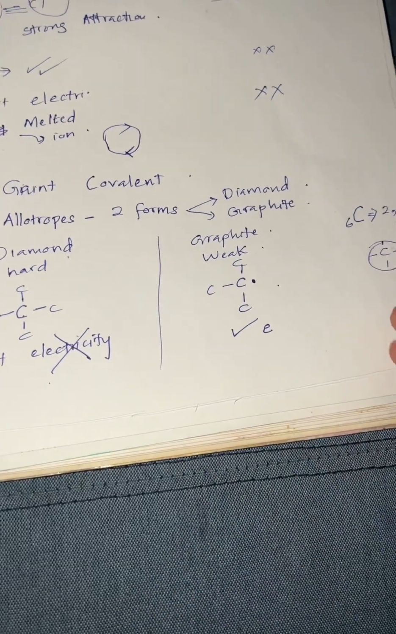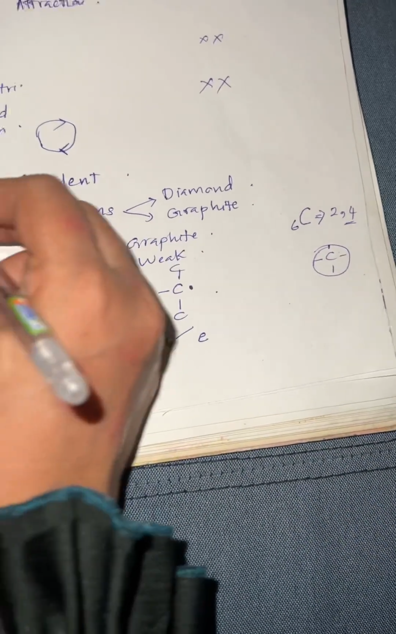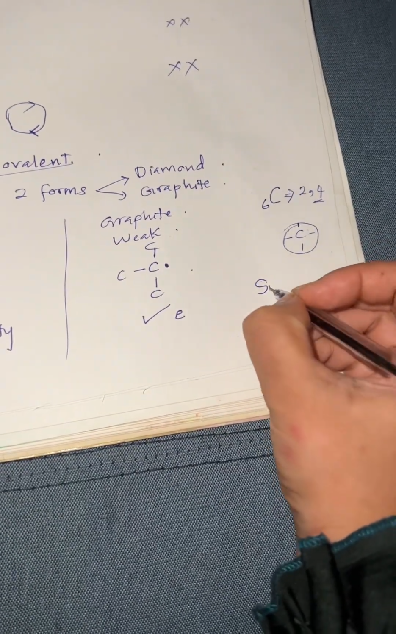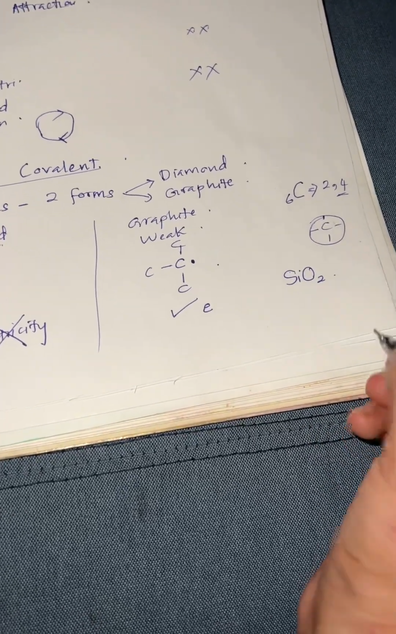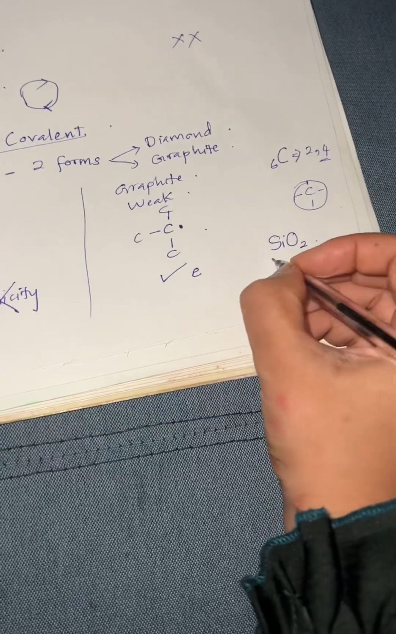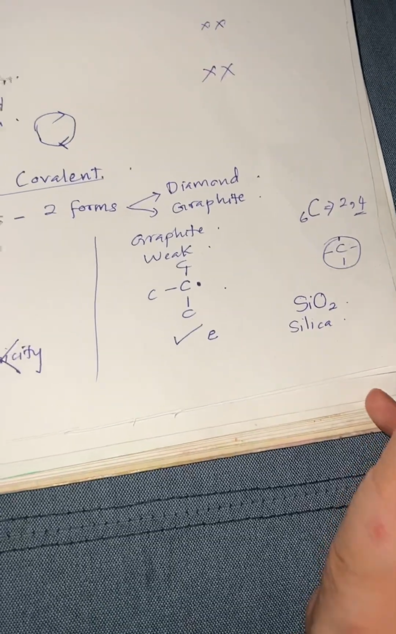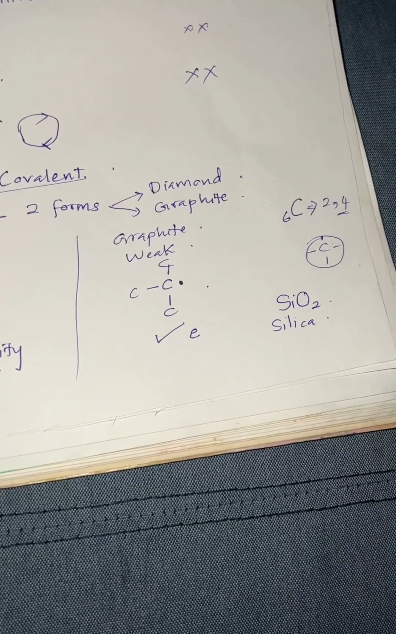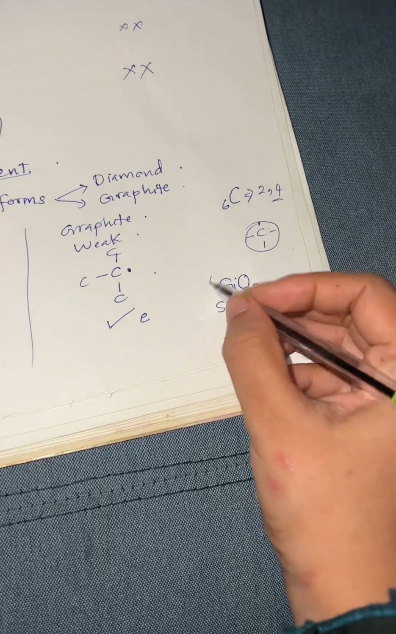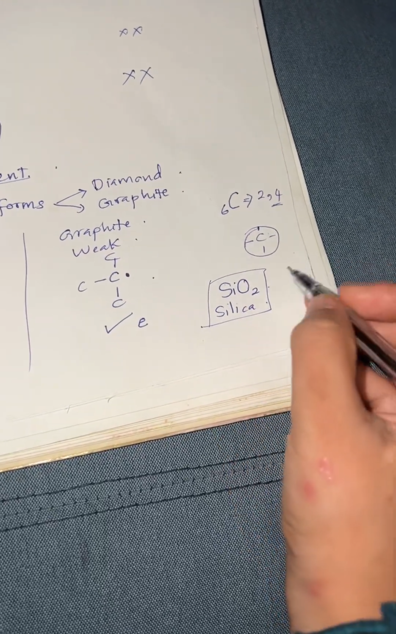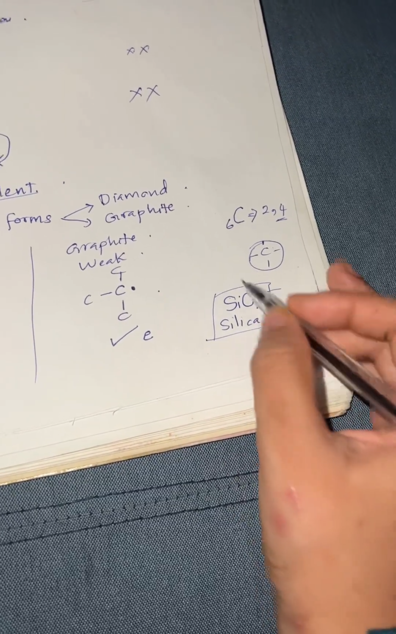Alright, then we need to talk about one more compound that comes under the giant covalent structure, which is silicon dioxide, right? This is also called silica, and it is a mineral found in sand. So this silicon dioxide is also a giant covalent structure and strong covalent bonds are formed in this.